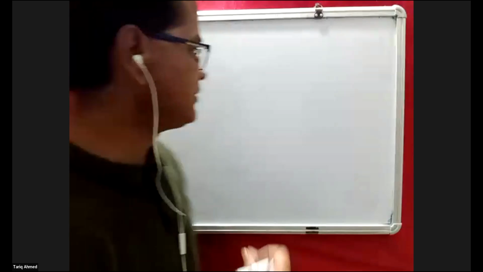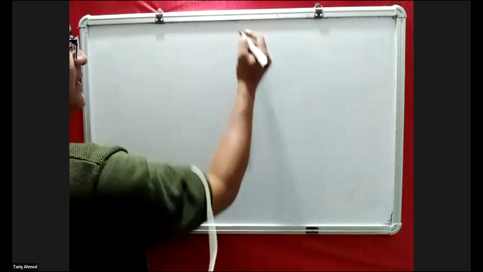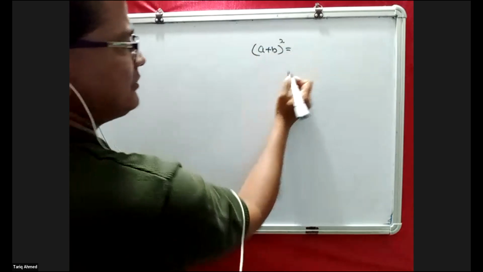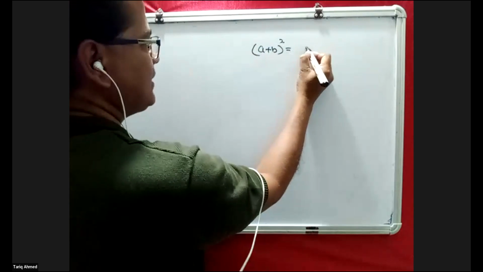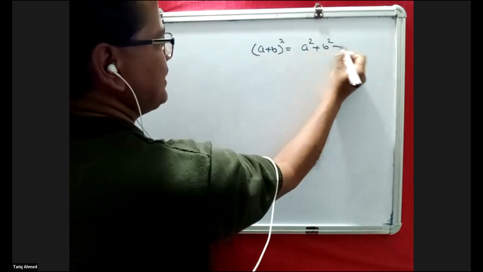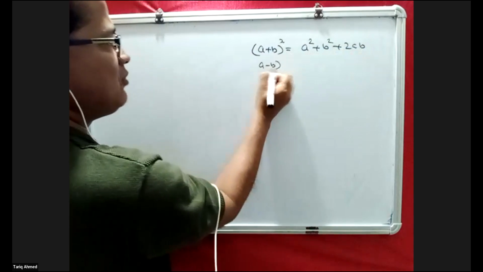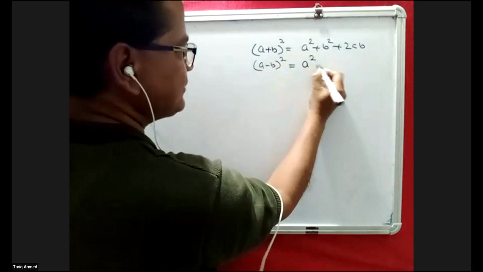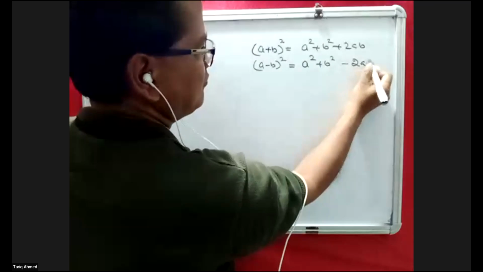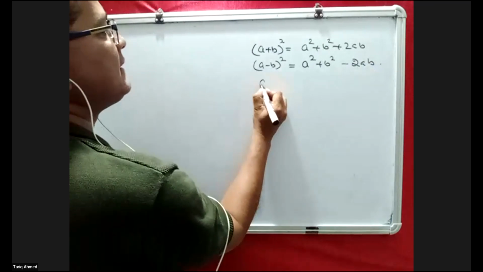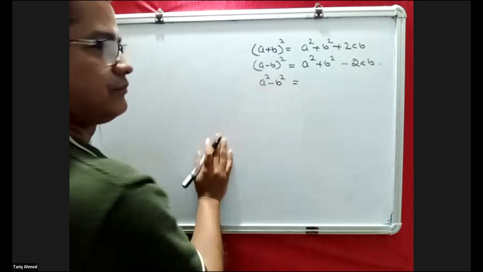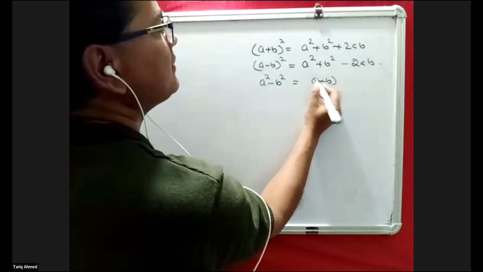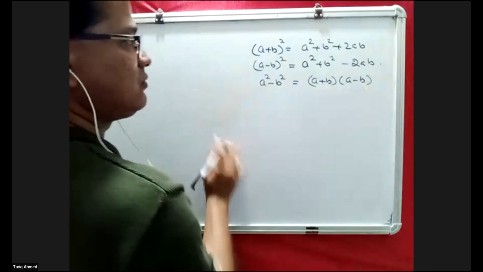So different rules are there. See, some identities I am showing you. A plus B whole square. I think you will have an idea about this one. A square plus B square plus 2AB. Then A minus B whole square. What is its identity? A square plus B square minus 2AB. Right? Then A square minus B square. What is the identity for this one? A plus B into A minus B.